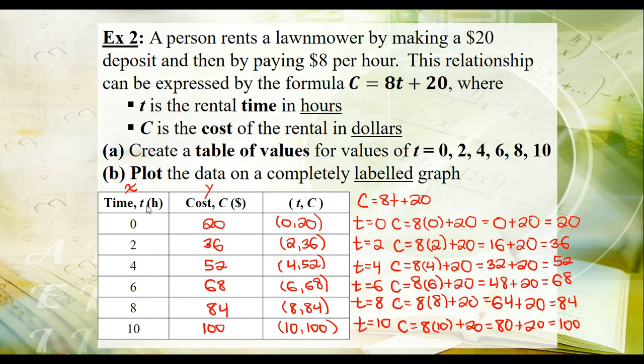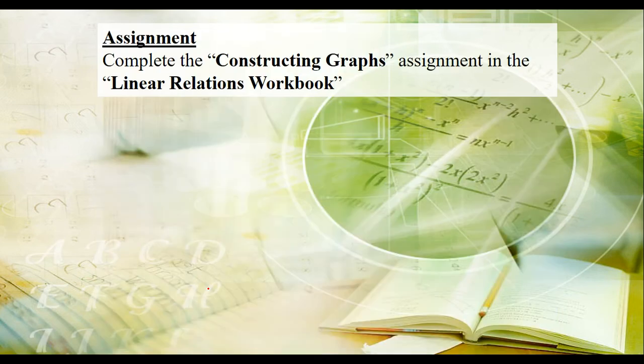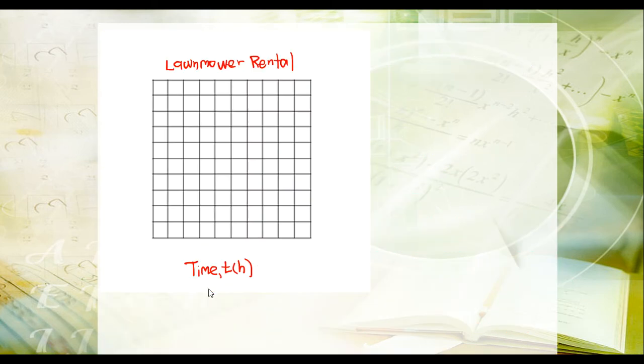Okay, so the way to label the axis is, again, it's the name of the variable, then a comma, and then the units in brackets. And if you actually look at the data table, it actually gives it to you in that format right away. So we can just copy that format. So we'd have time, comma t, and the time is in hours. And then we have the cost, it's comma c, and that's in dollars.